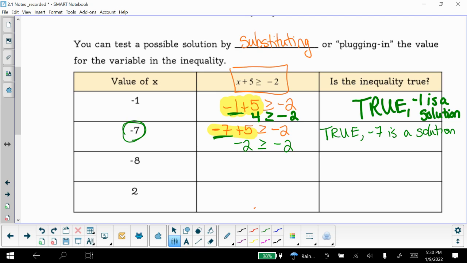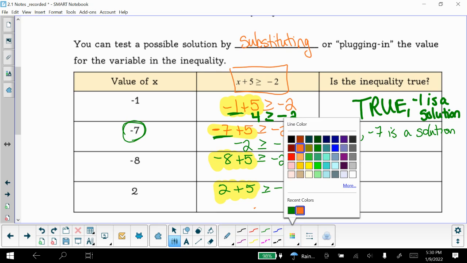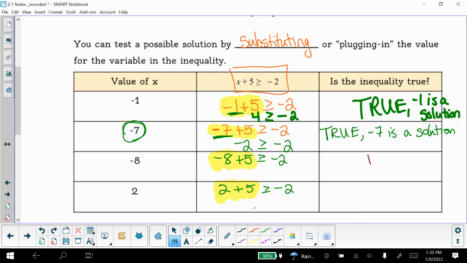Okay, I think you get the idea. I want you to continue with the next two boxes, and I'm going to include in the Ed puzzle that I want you to test these out and tell me whether these are, in fact, solutions or not. I'm going to set them up first. So -8 plus 5 is greater than or equal to -2, and 2 plus 5 is greater than or equal to -2. So you are going to continue to then simplify these. Simplify those highlighted portions, and then on the next box you should be writing whether these are in fact true or false.